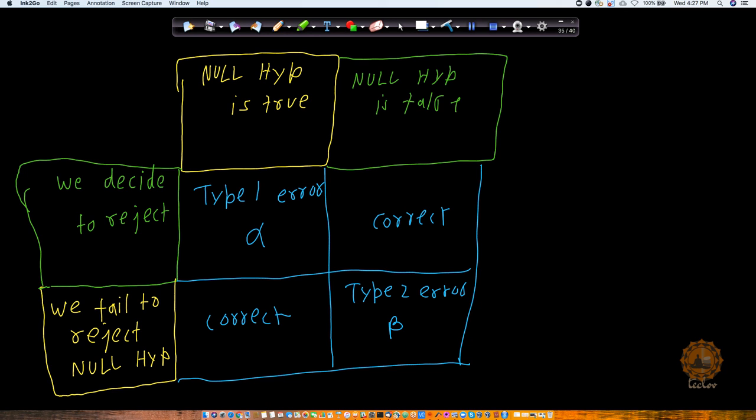So you have to think accordingly what kind of percentage you should set based on your business problem statements. Okay, so these are the types of errors we have while solving our problems.